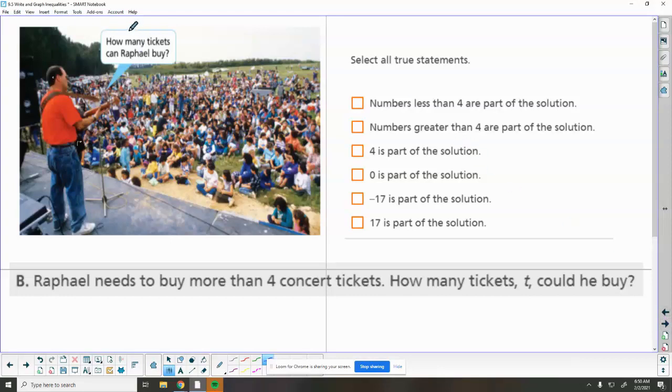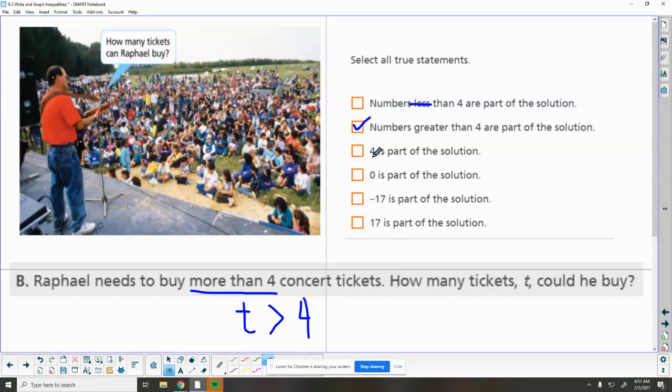Part B tells us that Raphael needs to buy more than 4 concert tickets. So we want to think about how many tickets he can buy. Let's think about some things that are true. We want our T tickets to be more than 4. It doesn't say 4 or more, it says more than 4. So numbers less than 4 would not be part of this solution. I don't want less than 4, I want more than 4. Numbers greater than 4 are part of the solution. That sounds good.